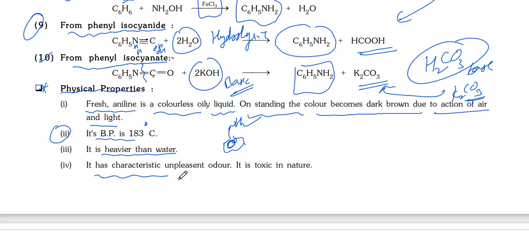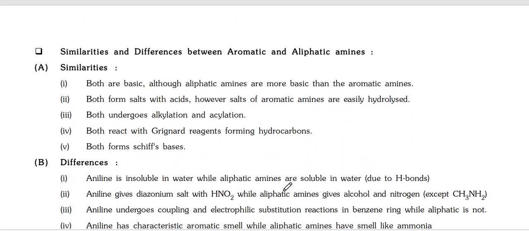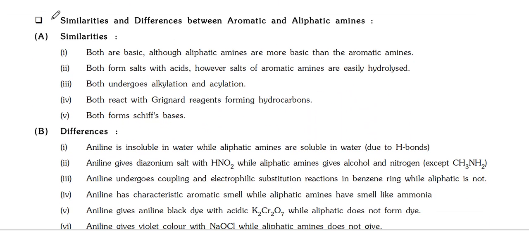It has characteristic unpleasant odor. It is toxic in nature. Toxic means you know na, poisonous जैसा. Next, side effects are there. Next, similarities and differences between aromatic and aliphatic amines.